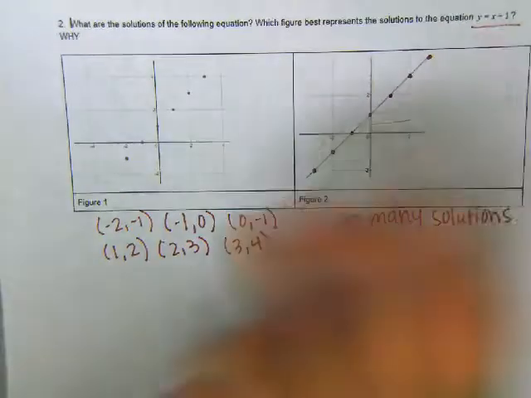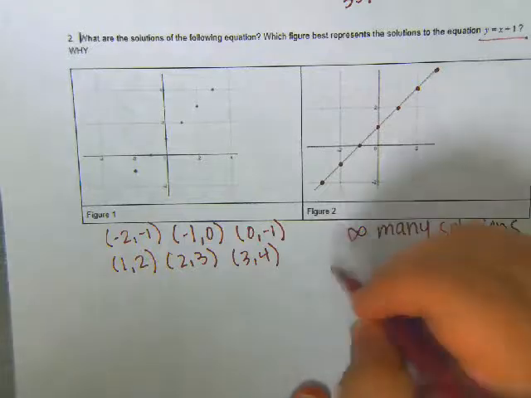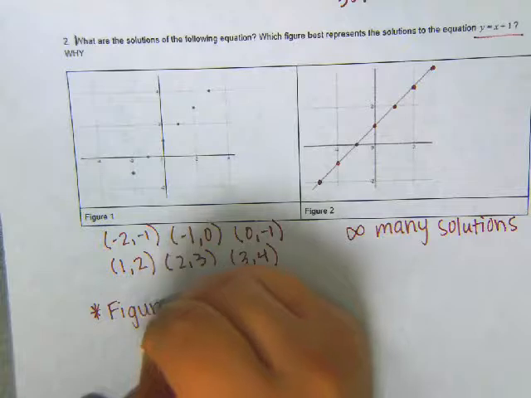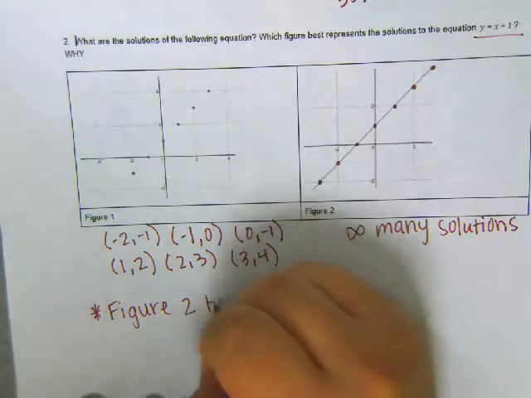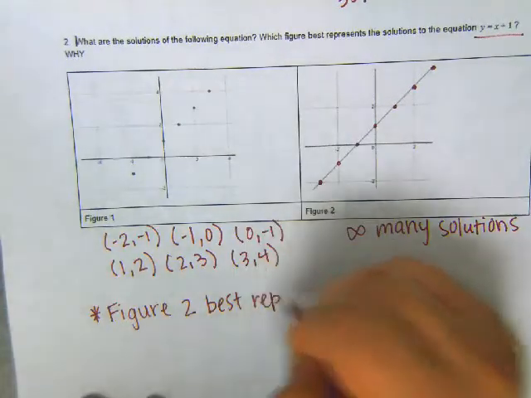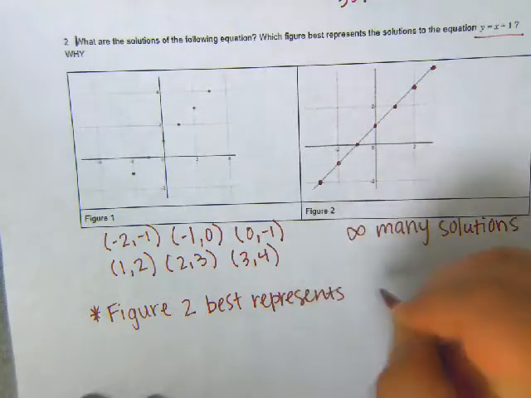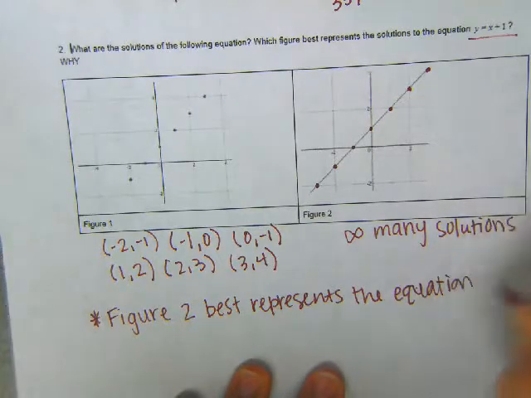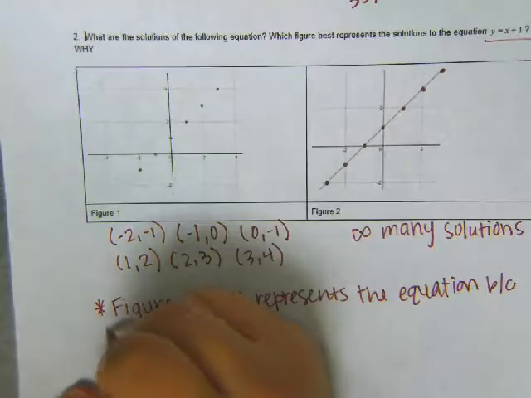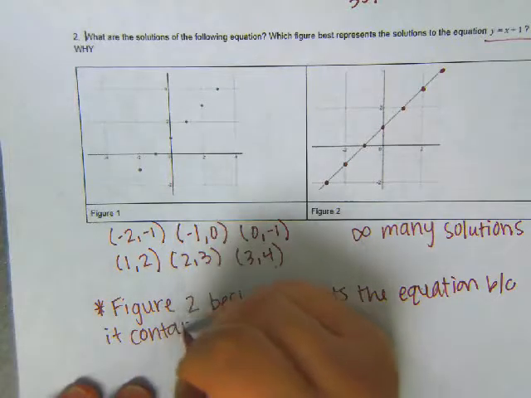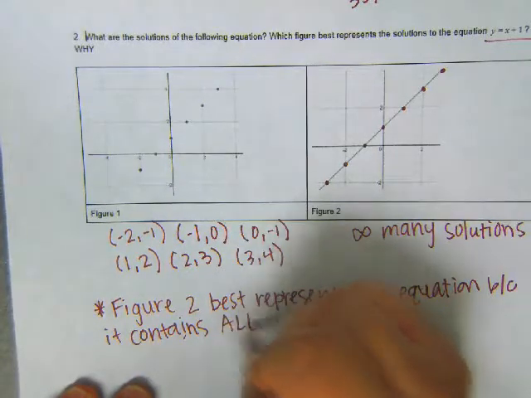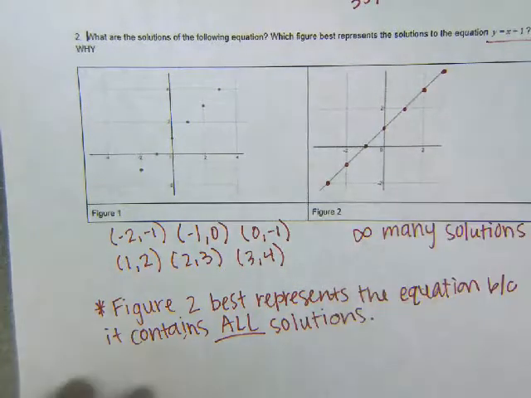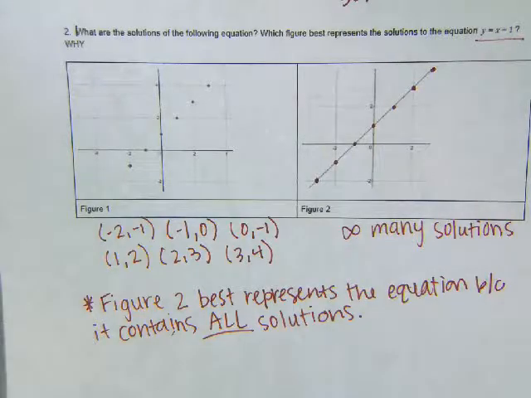So between these two, figure 2, so we're going to come down here, figure 2 best represents the equation because it contains all solutions. Figure 1 only contains 6 solutions, and we want all of them.